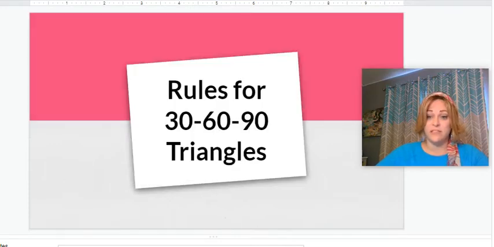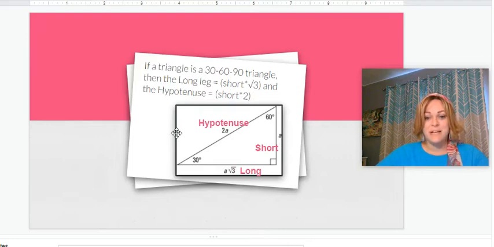Another special right triangle is a 30, 60, 90 triangle. Again, they're talking about the angles 30, 60, 90, so you can identify the triangle, but what it helps you find are the side lengths. So first you need to identify the shortest side. The shortest side is always across from the 30. The long side is always across from the 60. And the hypotenuse is always across from the 90.